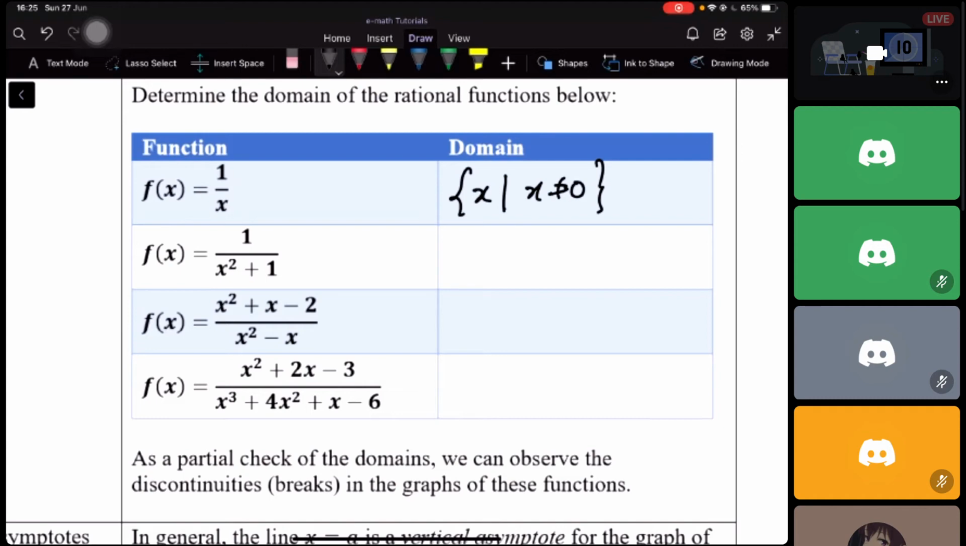What about this? It's actually okay, right? No matter what value, you will not get 0 in the denominator, right? If you substitute in -1, -1 you square, you get +1, +1 plus 1 is still 2. No problem. So the domain is all the x in, if you want to write it like that, x is a real number.